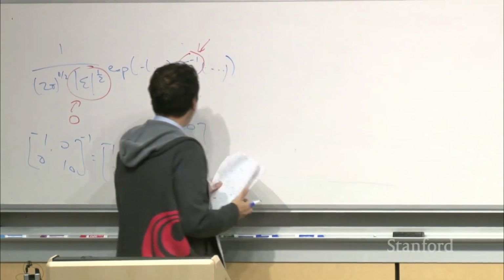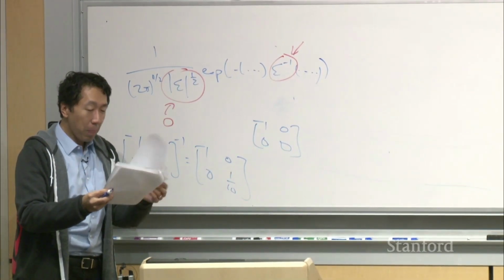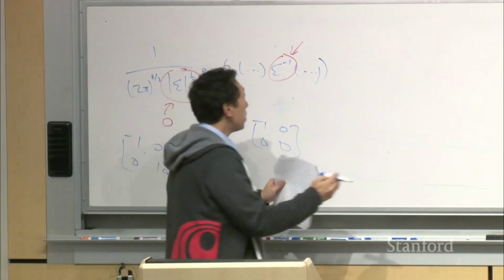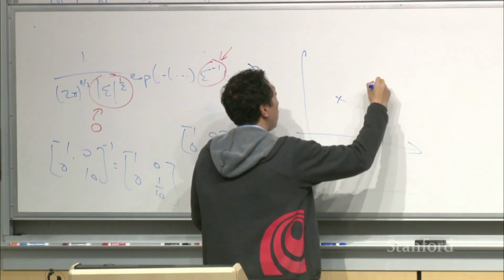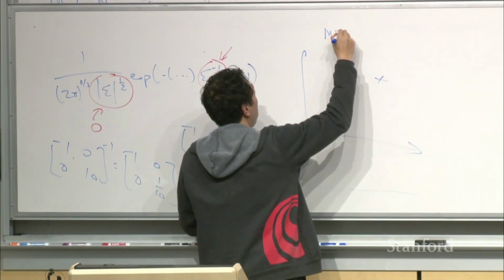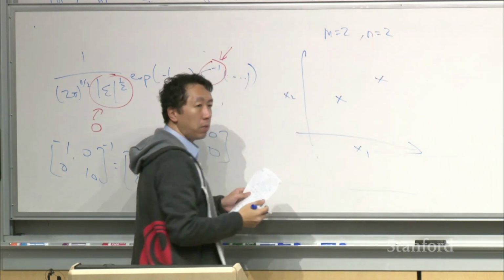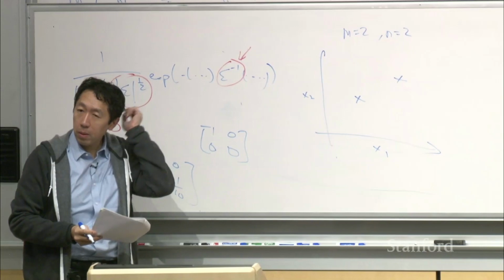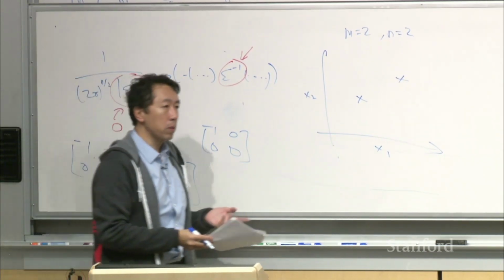Oh, sorry, not infinity, actually 0 over 0. Sorry, doesn't matter. Right, it's all bad. And let me just illustrate what this looks like. Let's say m equals 2 and n equals 2. So you have two-dimensional data, x1 and x2, and so n equals 2, and the number of training examples is equal to 2.